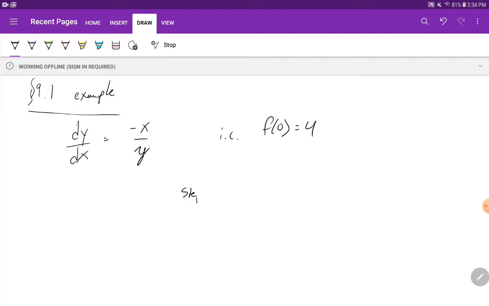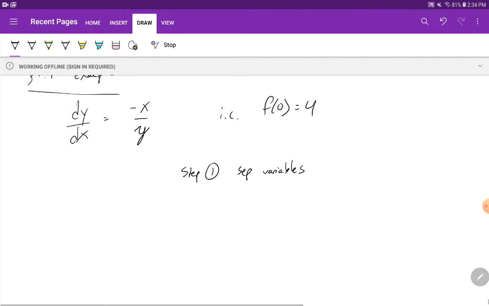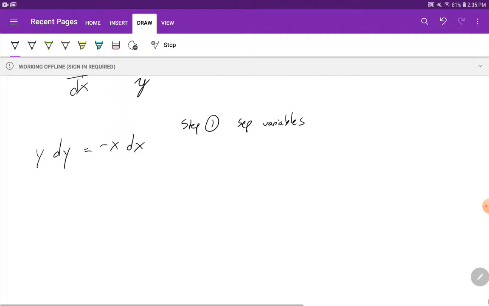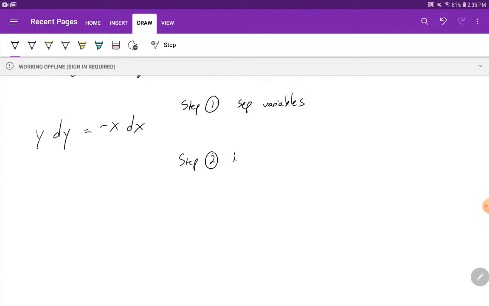So step 1, separate variables. I'm going to put all the x's on the right side, all the y's on the left side. So this becomes y dy = -x dx. So that was step 1. And then step 2 is the integration step. Don't hate, integrate, right? We integrate both sides, and we get -x²/2 + c = y²/2. I explained in class why the left side doesn't need a plus c: it's because we just move it over.